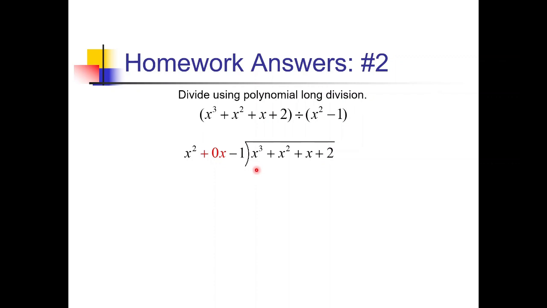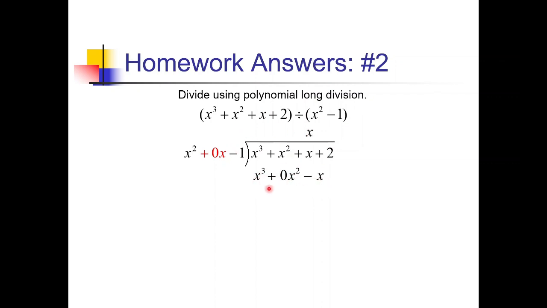Now that we've got that set up, let's divide lead term into lead term. So x squared into x cubed. X cubed divided by x squared is x. We're going to put that over in the x to the first power column here. And then let's multiply that back out. So we have x times x squared is x cubed. X times 0 is just 0, so we have a 0x squared, I guess, if you really need to write something there. And then we have x times negative 1, that's negative x.